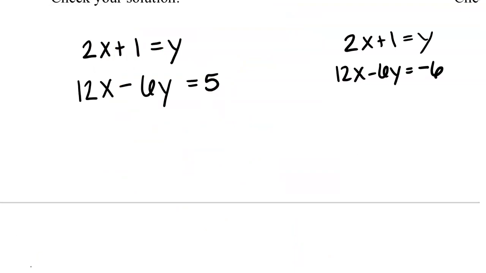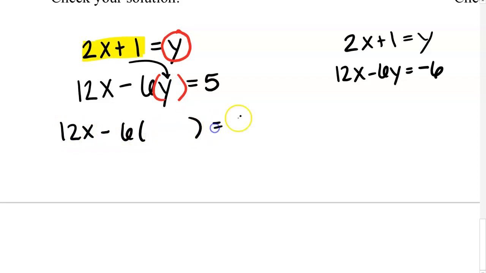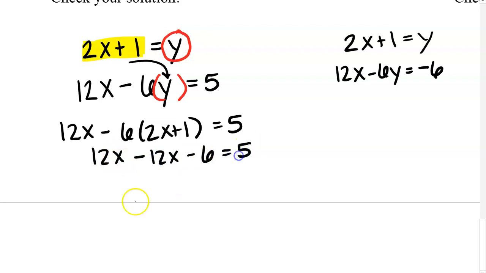I also want to take a minute to cover the special cases that we could see with substitution. So here you can see that y is by itself, which means I'm going to replace y with everything that I have highlighted here. If I do that, I would get 12x minus 6 times, in the parentheses, 2x plus 1. That's what y was equal to. If I distribute, I'll go to combine like terms and notice that these terms, 12x minus 12x is 0. So negative 6 equals 5.